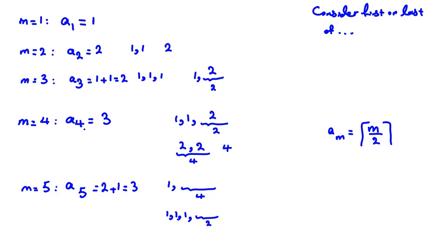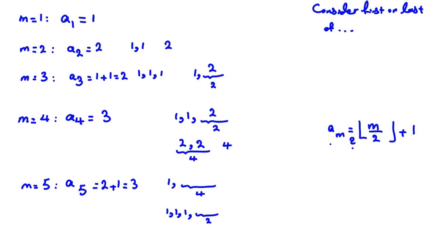And for 4, is it correct or not? Okay, for 4 it is wrong, but for 3 it is correct. So let's do something else. Floor of M over 2, we want to guess, then we try to prove this one. For 4, it is correct. For 3, it is correct. For 2, it is correct. For 5, it is correct. Okay, now we want to prove why it is correct.